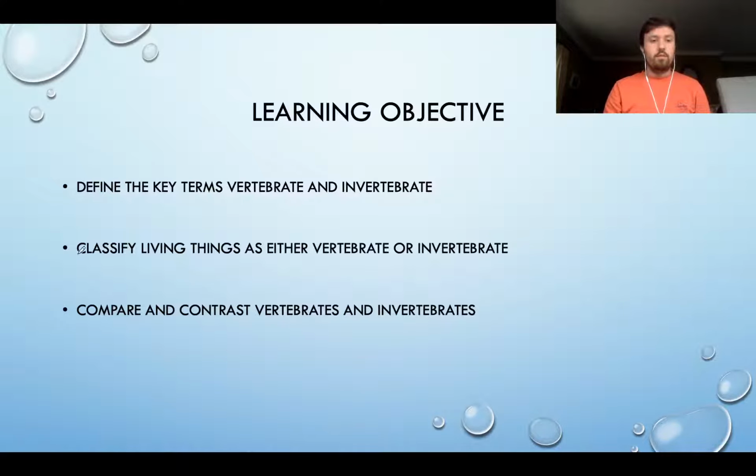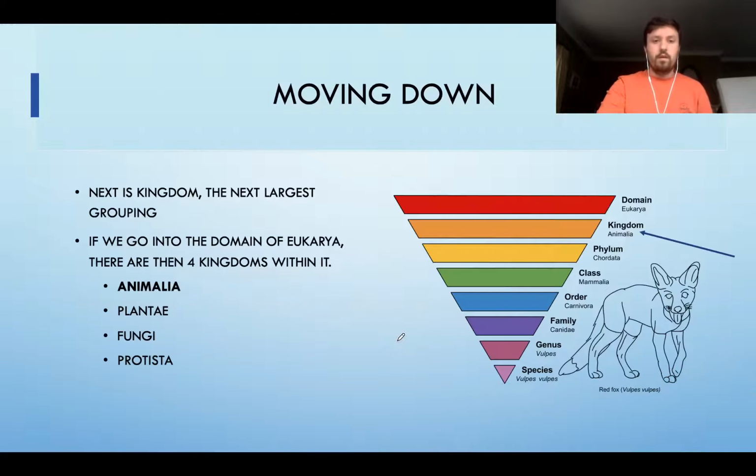You want to be able to classify living things as either a vertebrate or an invertebrate. So be able to tell me whether this blade of grass is an invertebrate or a vertebrate, or if this dog is an invertebrate or a vertebrate. And then lastly, we're going to talk about this a little bit later on, is comparing and contrasting vertebrates and invertebrates.